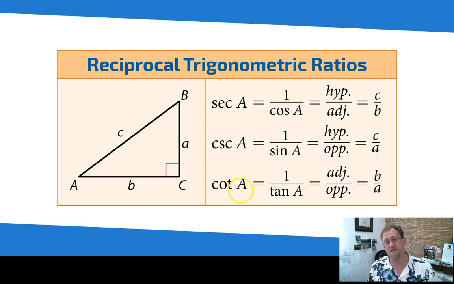The one that does make sense is that the reciprocal of a tangent is a cotangent. So a cosine on its head is a secant. A sine on its head is a cosecant. And a tangent on its head is a cotangent. Let's remember those as we go forward too.